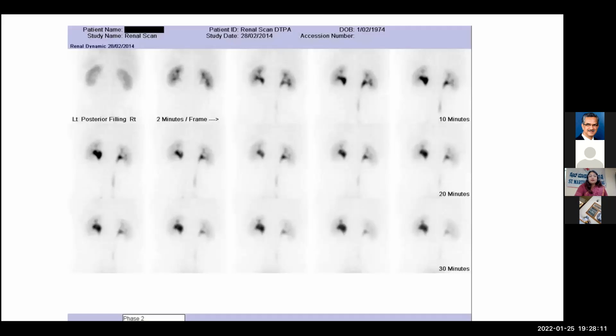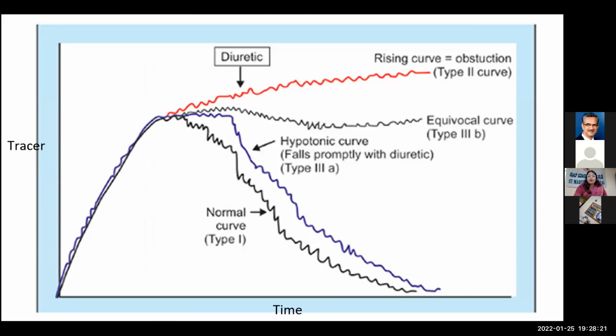This is a DTPA image taken posteriorly. You can see that even after 30 minutes, there is stasis in the left kidney. This is a renogram image in which the curves are produced. The black curve shows a normal kidney, which has normal uptake and also normal drainage. The red one indicates an obstructed kidney, in which the uptake is normal, but due to the obstruction, the drainage is restricted, because of which there's a red line.